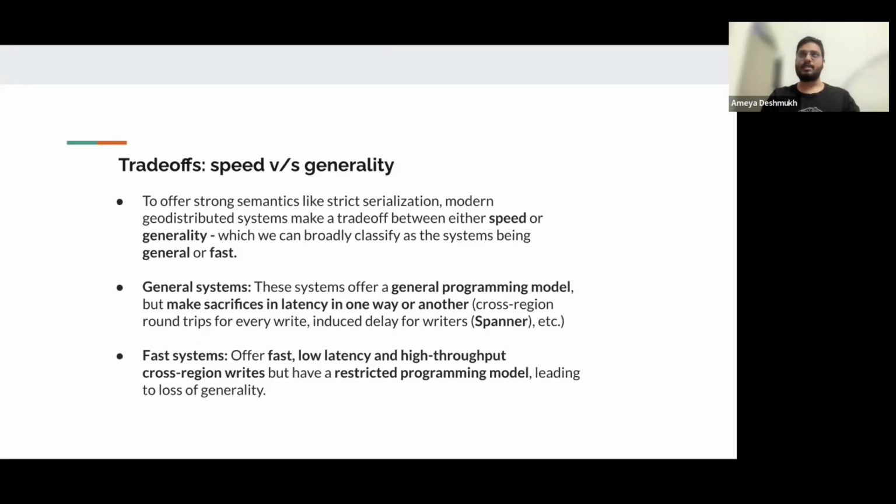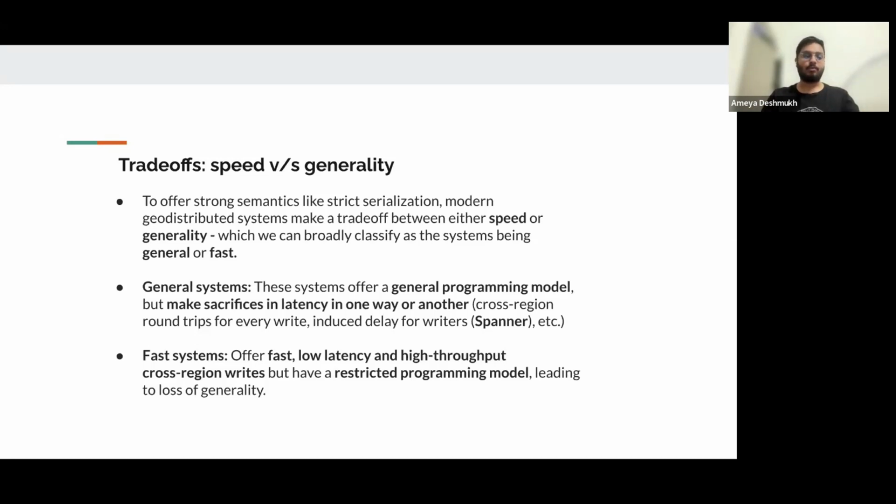In geo-distributed systems, there are multiple regions, so the latency factors can include many things, but the common ones are cross-region round trips for every write transaction that you do. And for something like Google Spanner, you have a wait period to cross the clock uncertainty, which induces a delay within the writer. So in general systems, the trade-off you have to make is with speed.